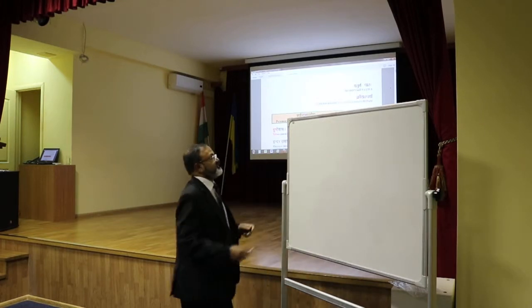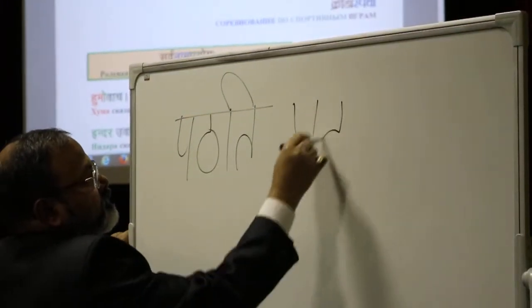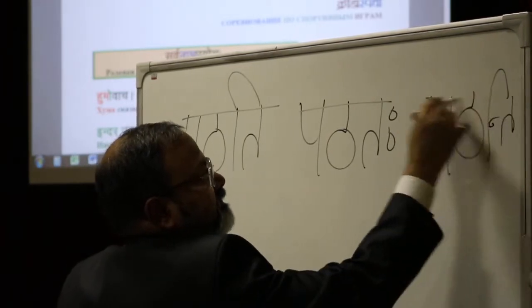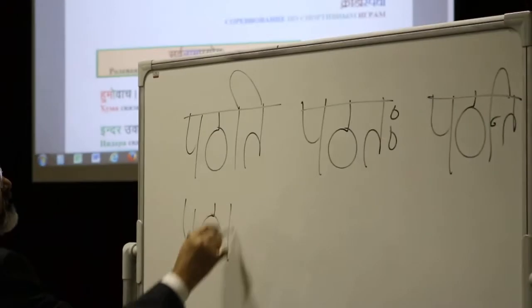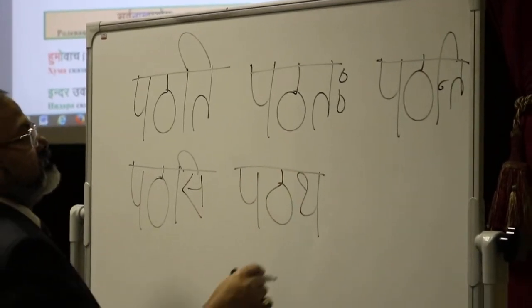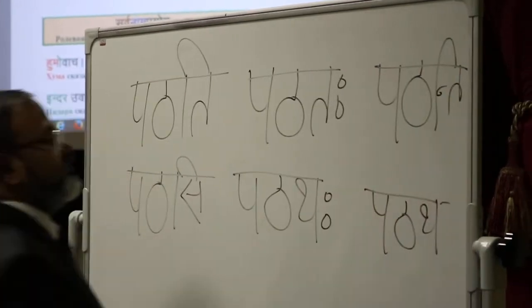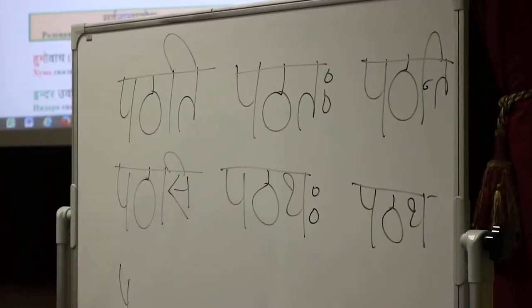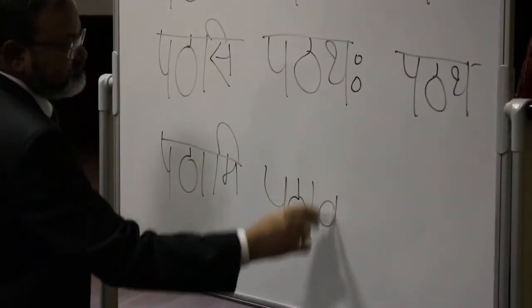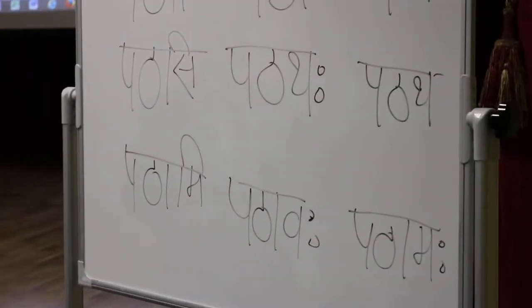You remember we did the present tense and we said pathati, pathatah, pathanti. Pathasi, pathatha, pathatha. Pathami, pathavah, pathamah. Okay? This is the present tense.